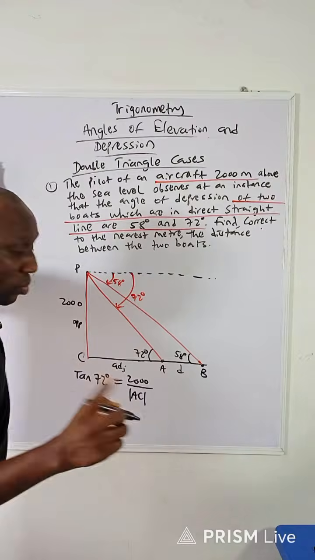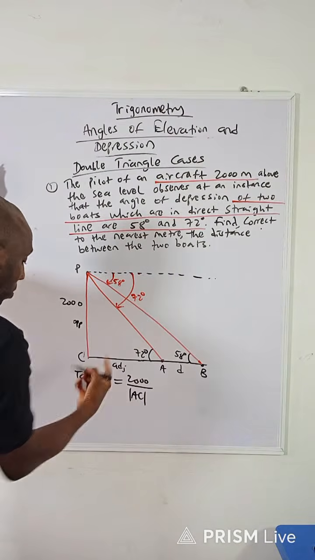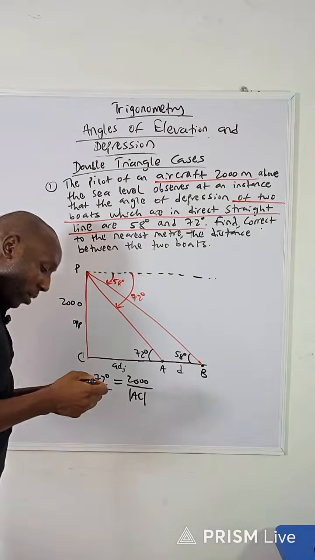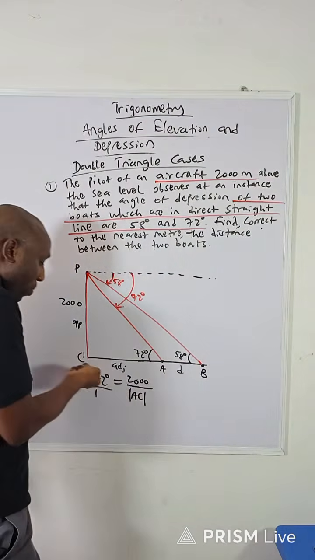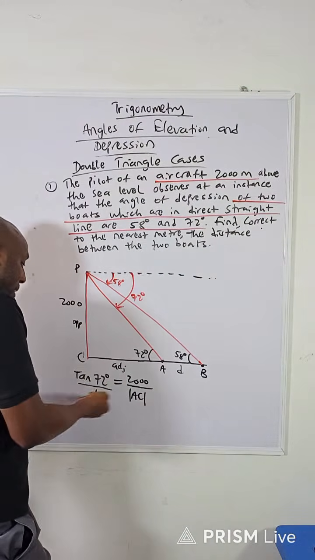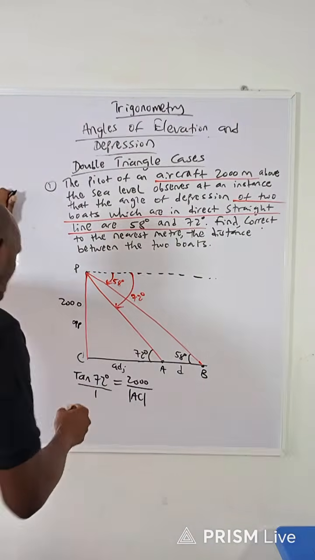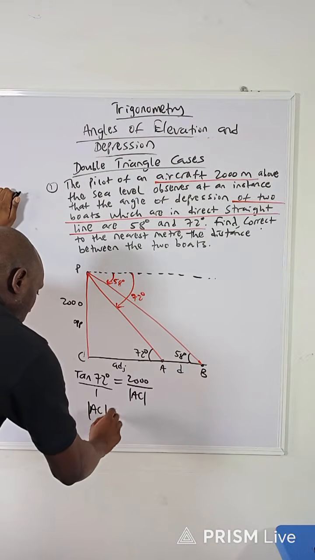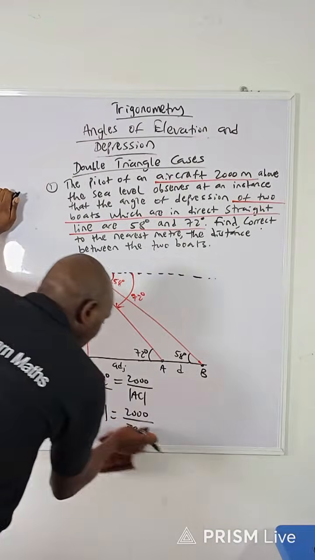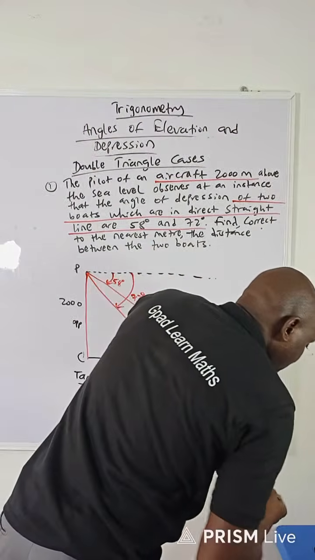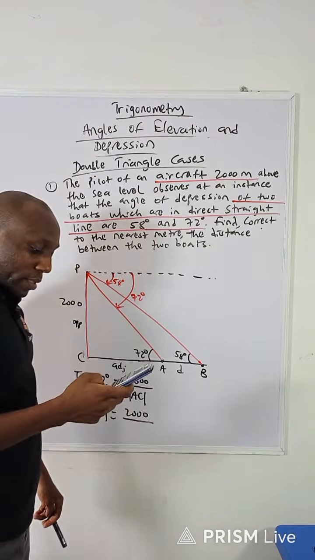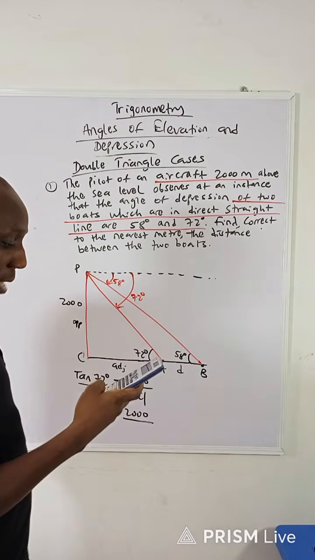So like I will always tell you, you can cross multiply, all right. But I can just do a quick trick or a quick move. Move AC up here and move tan 72 down here. It's going to be AC is equal to 2,000 divided by tan 72. But instead of writing too much, let me just say, what is tan 72?